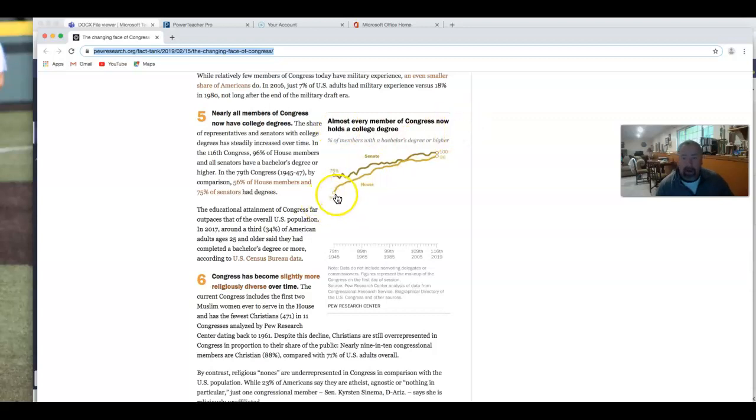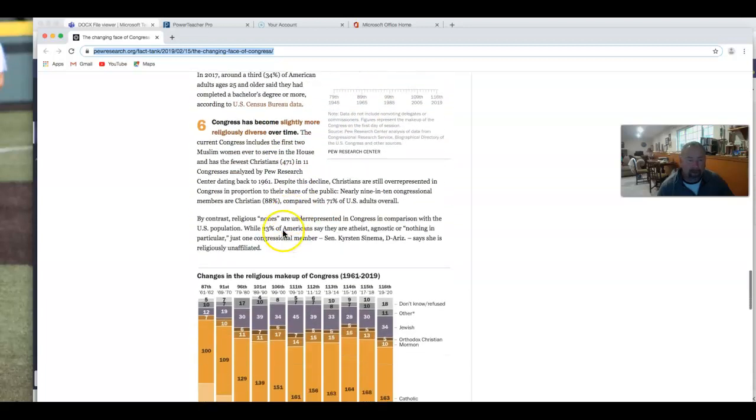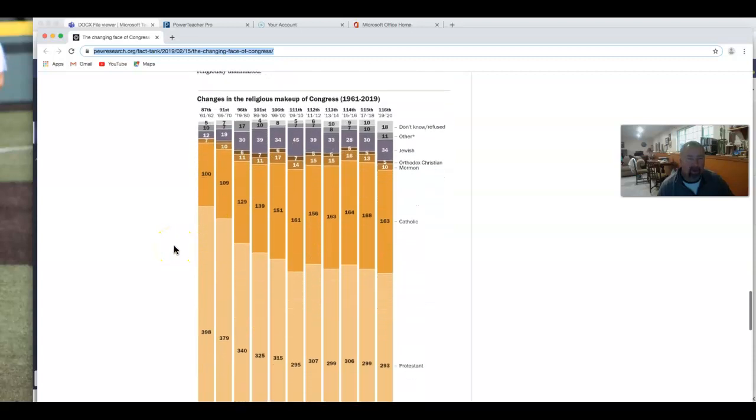Okay, college degree. You can see back here in 1945, about 56%, 75% of senators. Now all 100 senators have a college degree, and 96% of House members. It's kind of interesting. Religion's always kind of fun to look at.